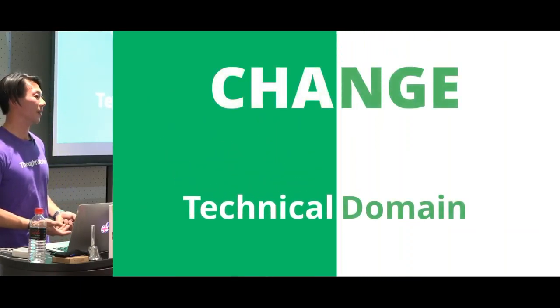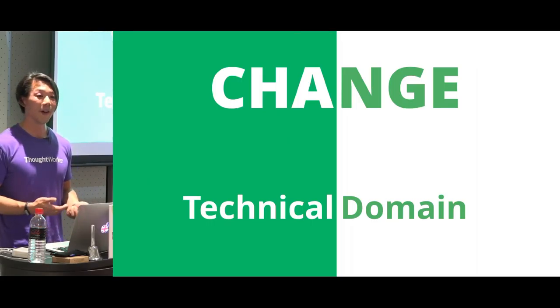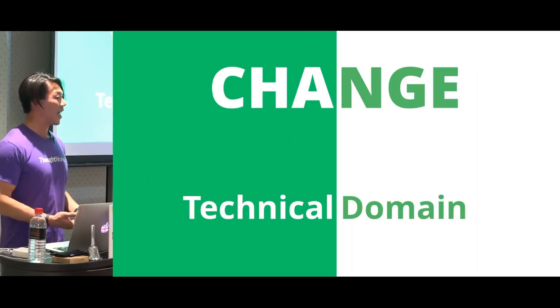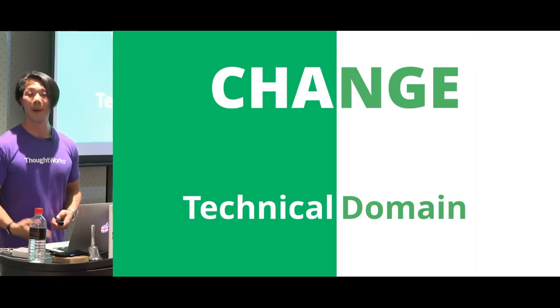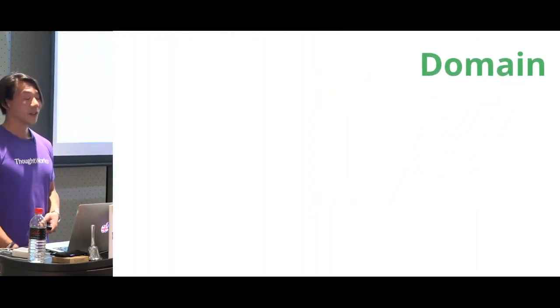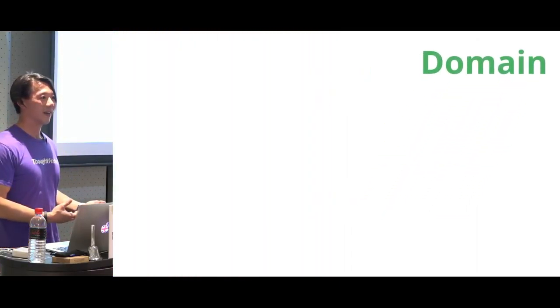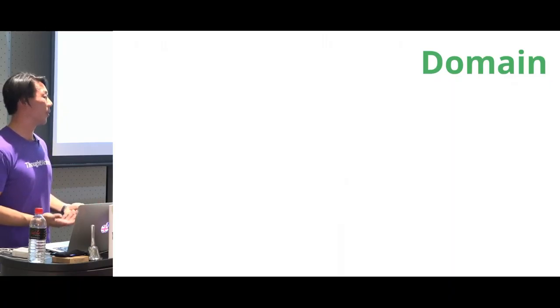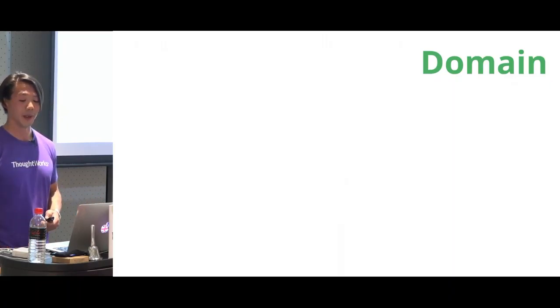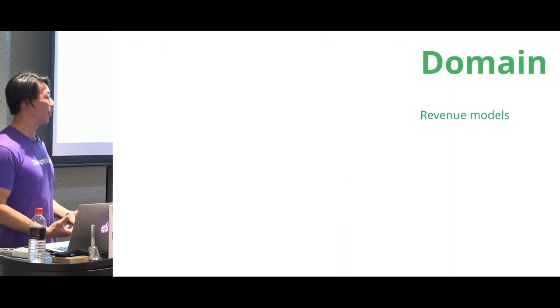Unfortunately, it's not the only ones. We also have to think about the environments in which we build software and how this software gets used as well, which is about the domain. So around the domain, and I don't know how many people here are working in the product space, there are lots of changes you're always worried about because our environments change as well. A good example is revenue models.